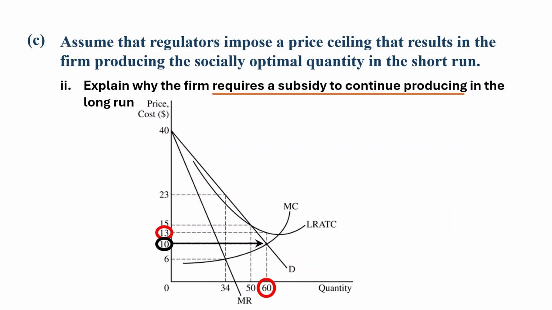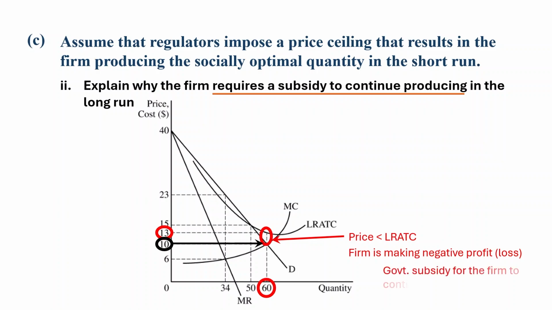It means that the price is less than LRATC. Average cost is more than the price per unit, which means that the firm is earning negative economic profit. In other words, a loss. In the long run, firms cannot continue operating with losses. So the government must provide a subsidy for the firm to continue producing in the long run. This answers our question as to why the firm requires a subsidy to continue producing in the long run.